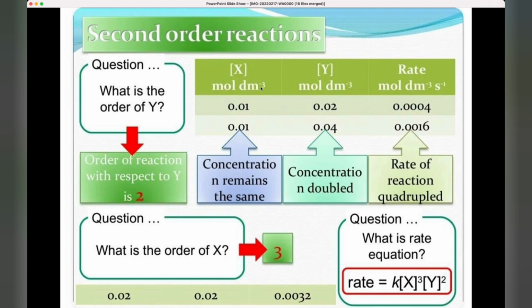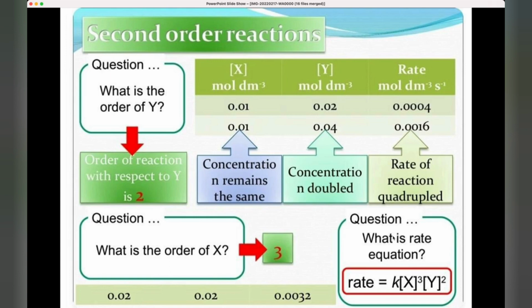Here you can see the concentration of x is the same, then the y concentration is doubled, and the rate of the reaction will be quadrupled. 4 means it is quadruple, 4 fours are 16. Now here what is the order of y? So the order of the reaction with respect to y is 2. And what is the order of x? The order of x will be 3.